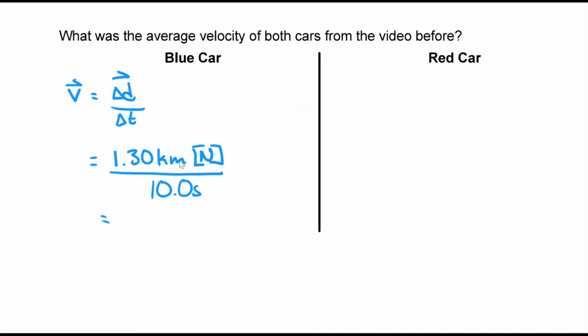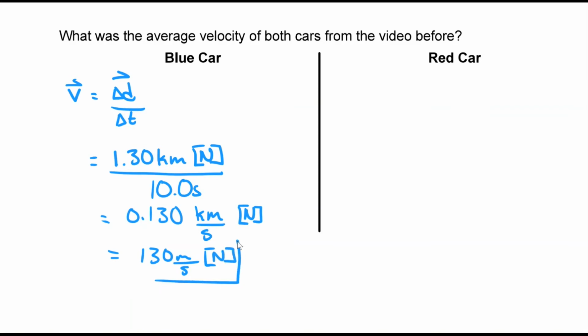So 1.30 kilometers divided by 10.0 seconds is 0.130 kilometers per second in the direction of north. And remember, we turned kilometers into meters, so that was 130 meters per second north. Now that's insane. That's so incredibly fast. Holy guacamole.